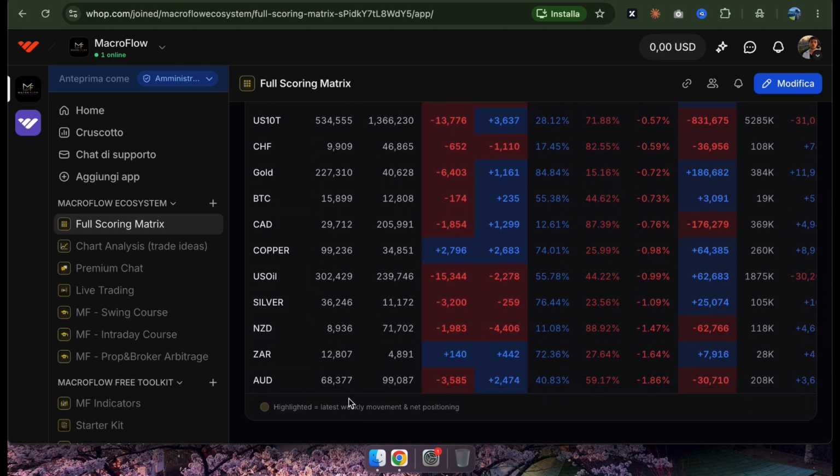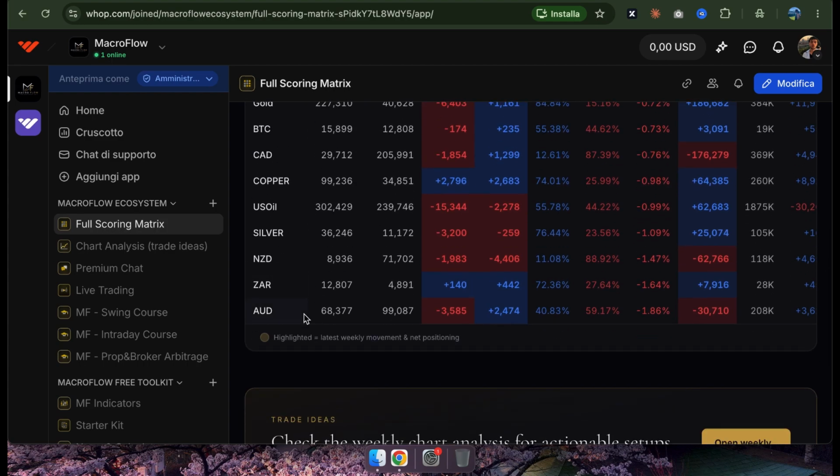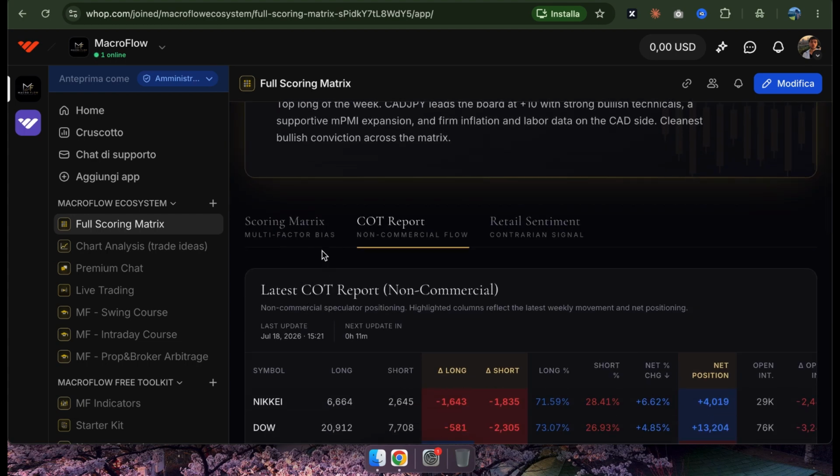And for example, if we come here, we can see AUD, they removed 3,000 long contracts and added 2,000 short contracts. So we have a really strong GBP and a really weak AUD. So for example, GBP AUD could be a bullish trending asset. So I do this for each and every asset.